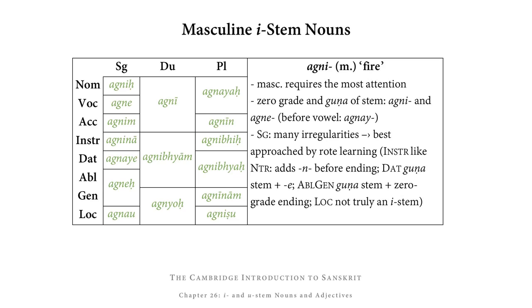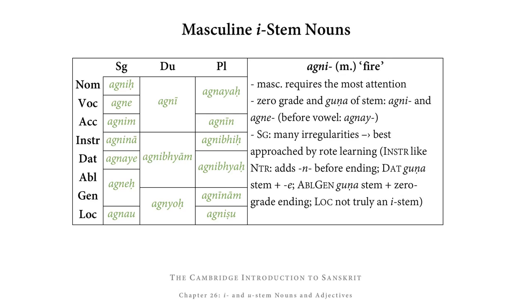Ablative and genitive also use the guna form of the stem, so we get Agne, and added to that is an ending that in a way we already know, namely ach, the ending for ablative and genitive singular that we already know from other consonant stems, but here this ach doesn't appear in guna, ach, but it appears as zero-grade ch. So Agne, stem in guna, plus ch, ending in zero-grade, Agnech.